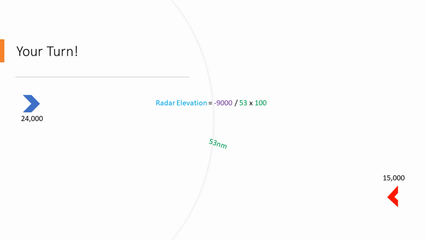So the first thing we do is plug in all the information we have. We know they're 9,000 feet below us and they're 53 miles away. Order of operations, we do the multiplication first and get 5,300. Next, we do the division.